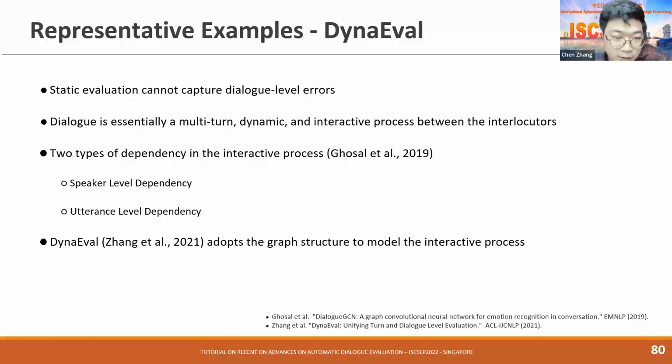One is the speaker-level dependency, which means the relationship between the speakers, like the ordering of speaking. The second is the utterance-level dependency, which is the semantic relationship between different utterance pairs. So these are two types of relationship. In the paper, we adopt a directed acyclic graph to model such a hierarchical structure. It's an intuitive way to study and model these two types of relationships.